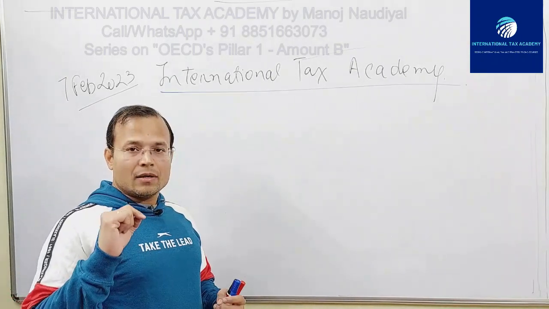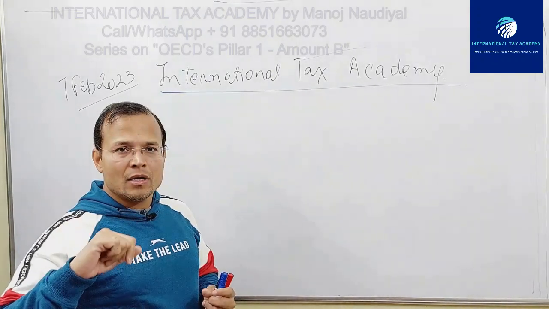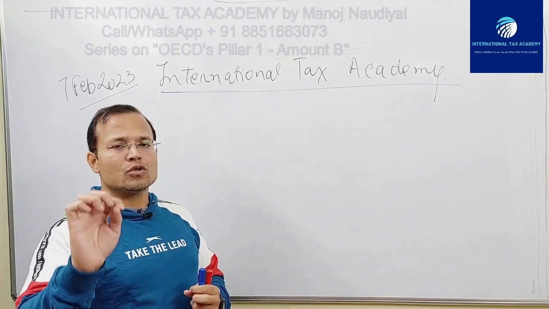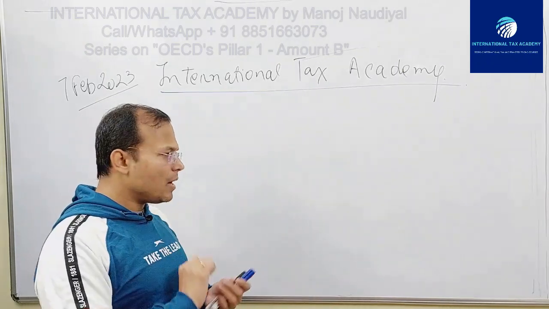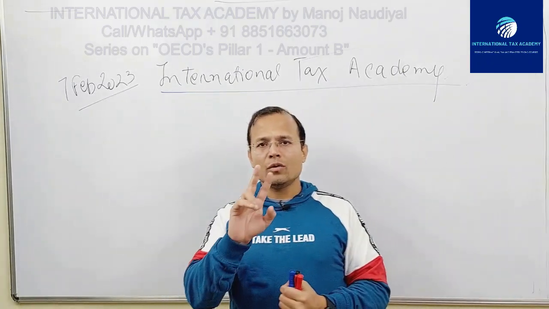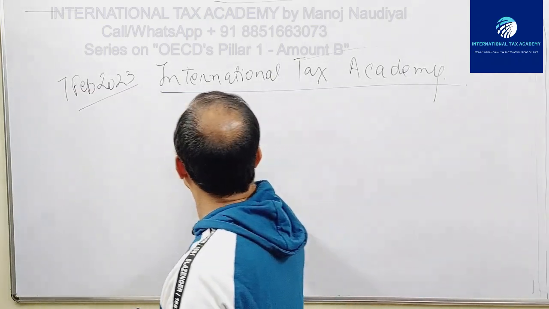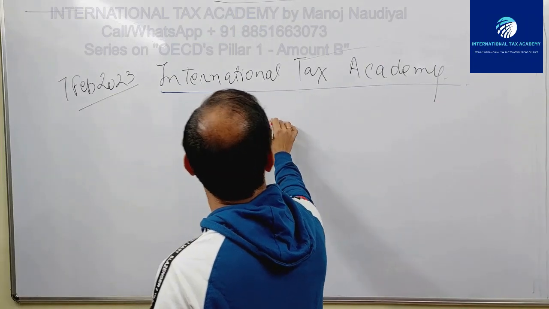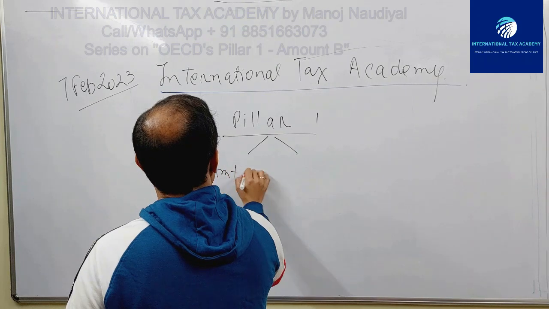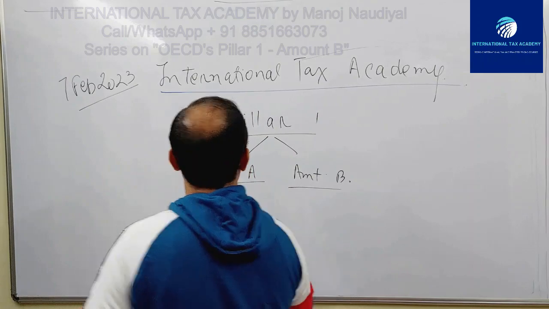Henceforth, it's just a public consultation document, but I'm going to refer to this document in this video as simply the document. So this document pertains to Pillar 1. Pillar 1, as all of us would definitely know, consists of two components, that is Amount A and Amount B, right?